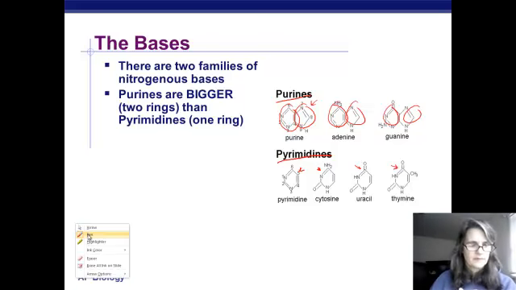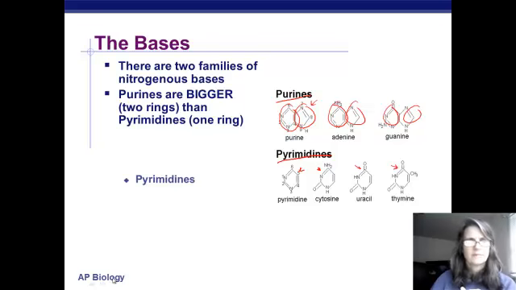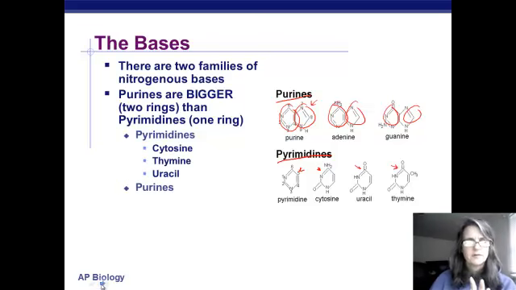The pyrimidines are cytosine and thymine and uracil, which we'll talk about later. The purines are adenine and guanine. In DNA, just remember C and T and A and G.